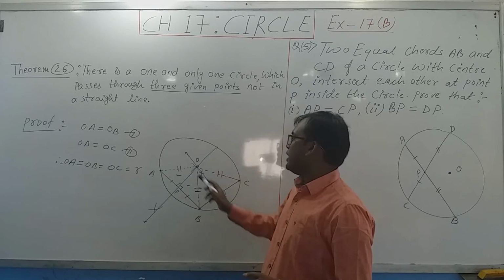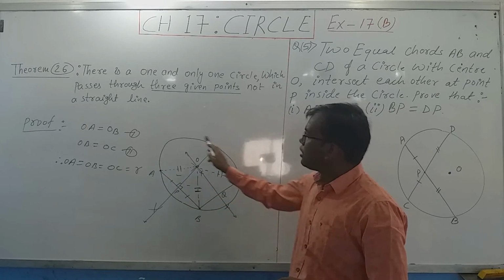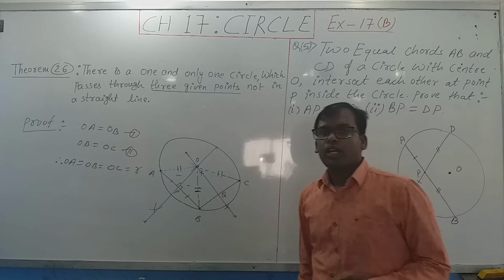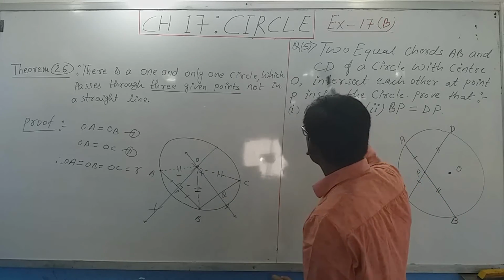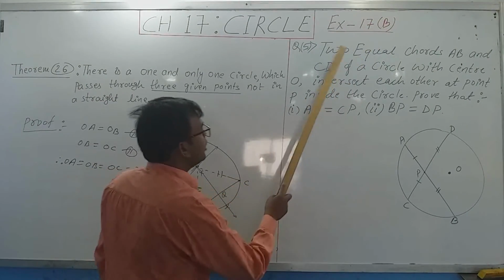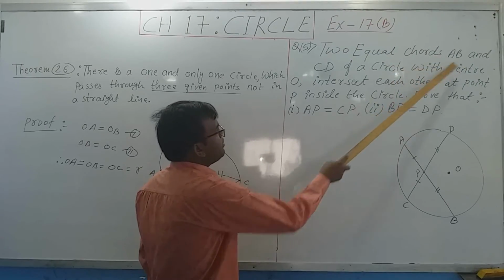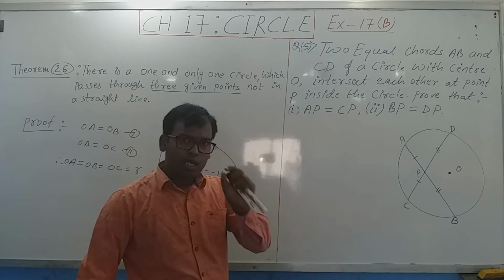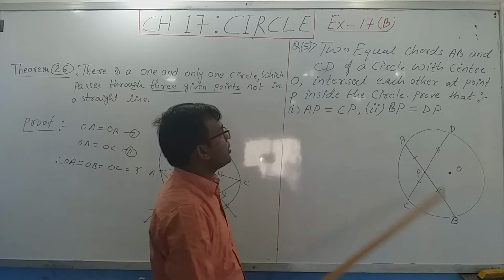Therefore, we can say that there is exactly one circle that passes through the points A, B and C. Now, after this, just see question number 5 from Exercise 17B. Two equal chords AB and CD are given.